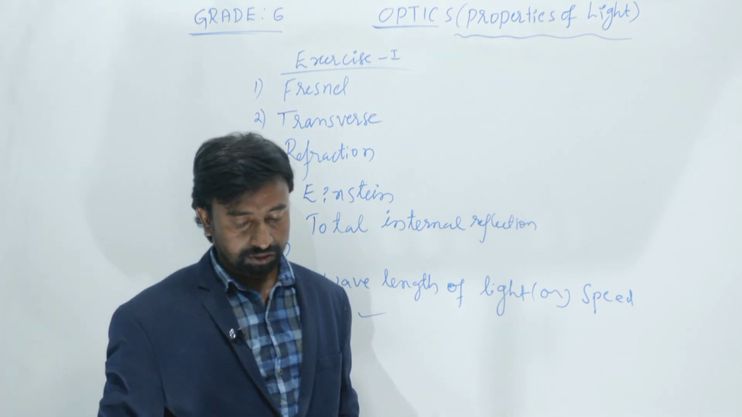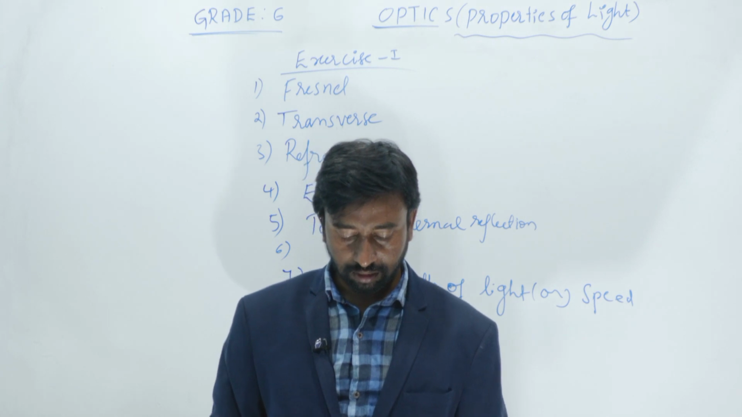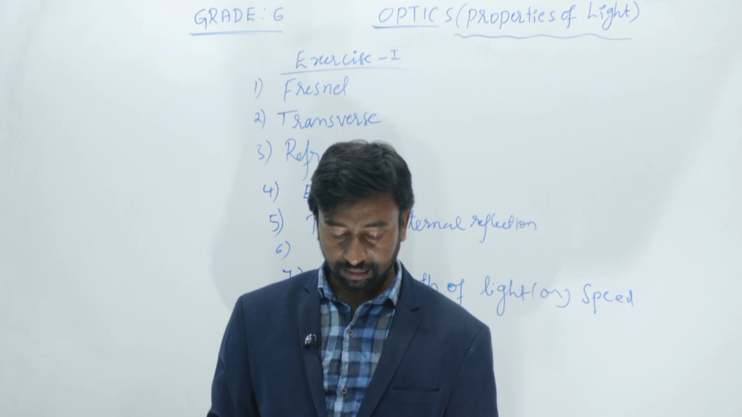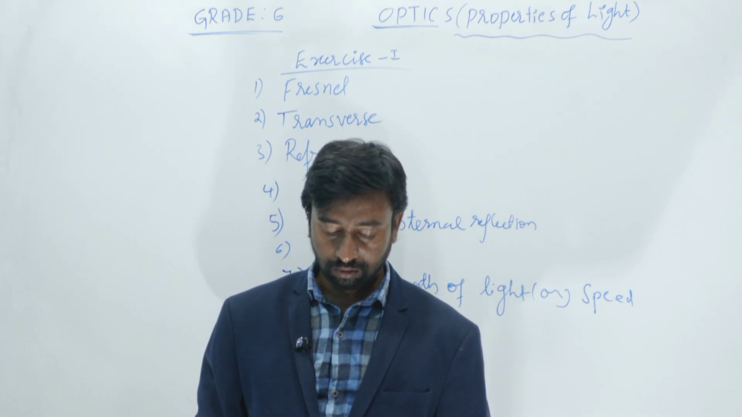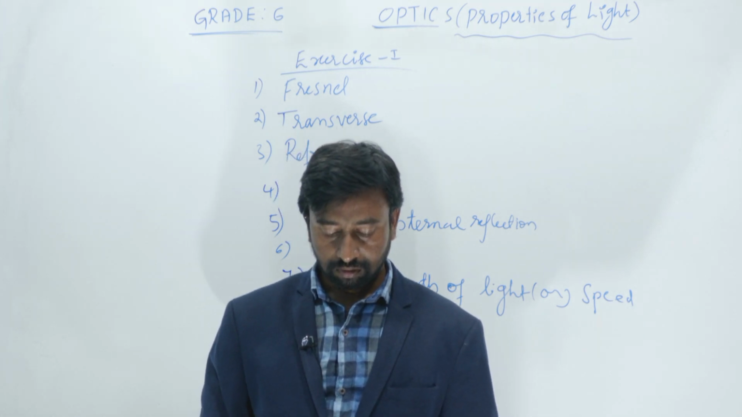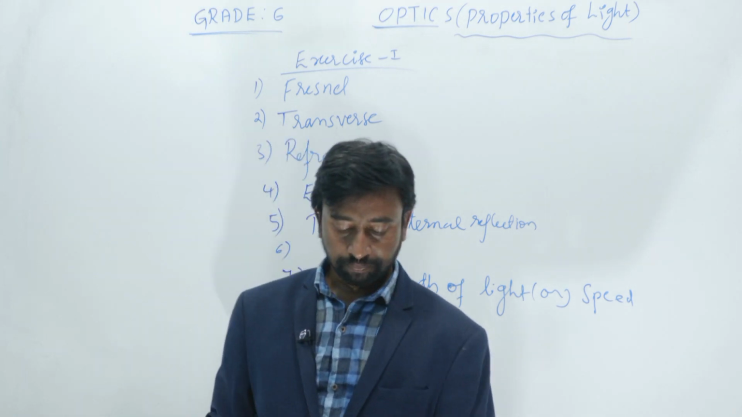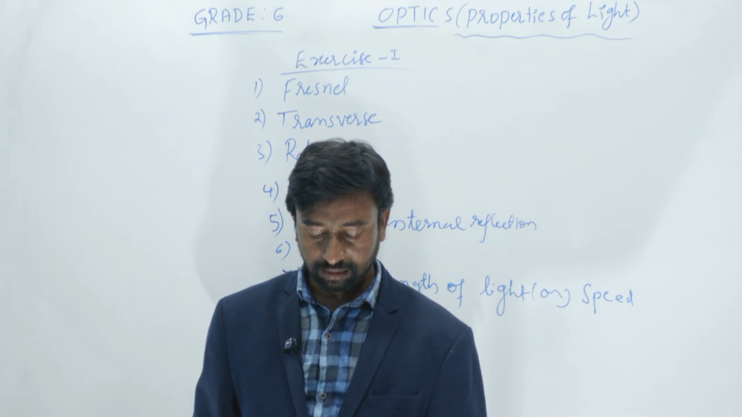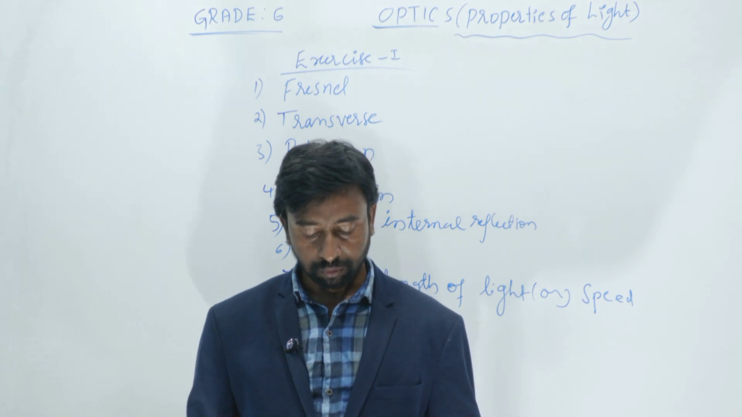See here, the theory on which the nature of light depends. The options are wave theory, particle theory, both wave theory and particle theory, or only one. So the nature of light depends on the wave nature and particle nature, both. Okay, the correct answer is the wave theory.